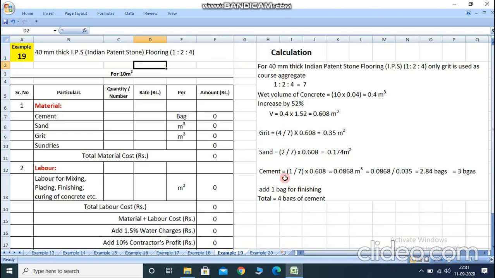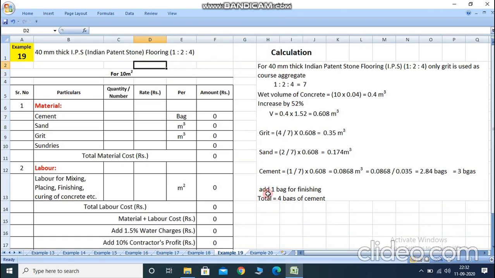Now cement quantity: 1 divided by 7 multiplied by 0.608. So we got the answer 0.0868 meter cube. But here we need the cement quantity in the number of bags. Per bag volume is 0.035. So 0.0868 divided by 0.035, we got the answer 2.84 bags. So the round up figure is 3 bags required to complete 10 meter square IPS work of ratio 1:2:4.